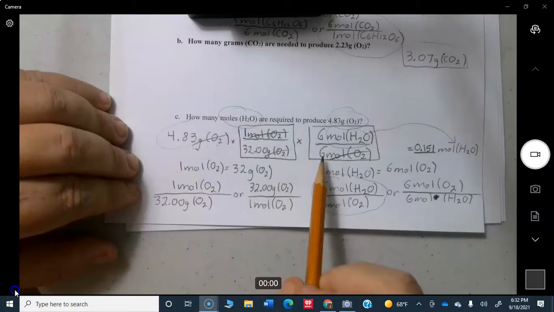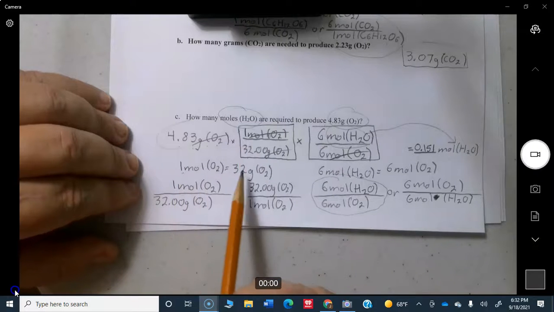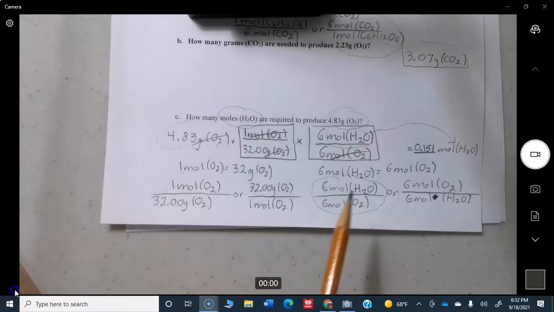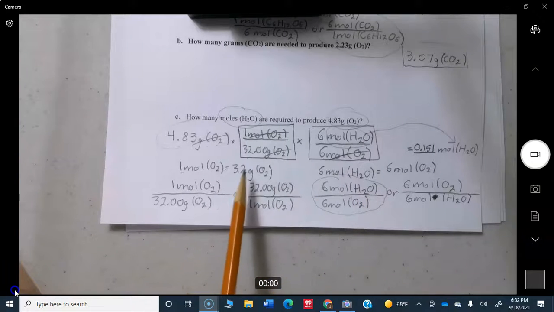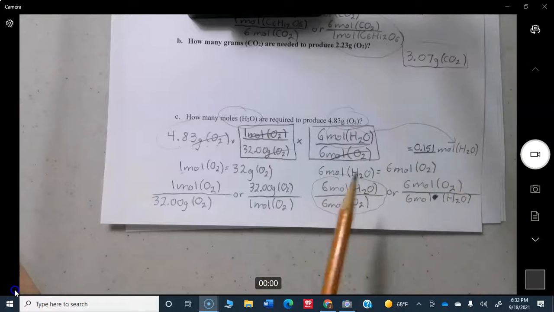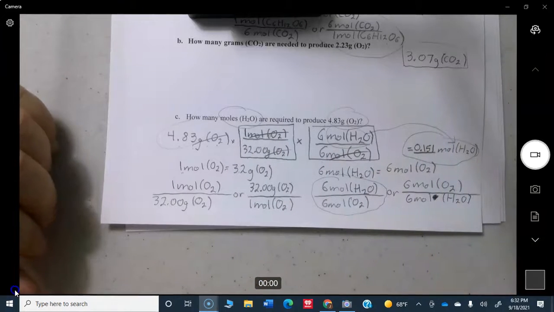These are standards. They're saying 1 mole is exactly how many grams. In this case, it does happen to be exactly 32 grams. At least 4 significant figures it is. But whenever you have these, they do not limit your significant figures. Okay, so there's our answer right there for C.